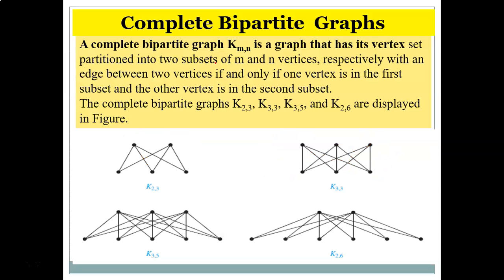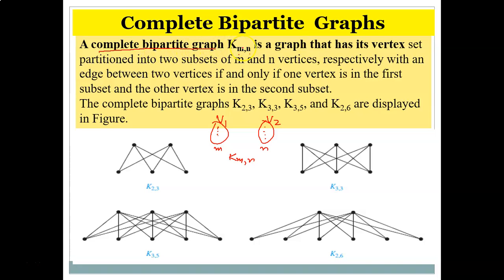Then comes the complete bipartite graph. Complete bipartite graph is what? A complete bipartite graph can be written as K_m,n. m,n corresponds to the partition. Suppose this is V1 and this is V2. Let it has m number of vertices, number of vertices is m, and number of vertices here is n. So that is why it is denoted by K_m,n.